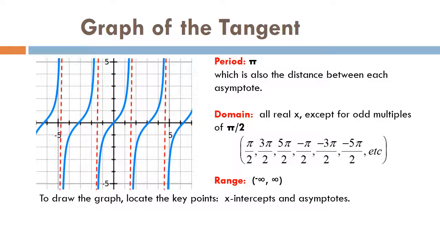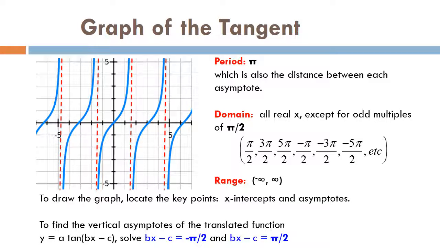To draw the graph, you're going to locate the key points, which are going to be the x-intercepts and the asymptotes. It's also a good idea to locate a point on each side of the middle, which is generally your intercept, and in between the intercept and the asymptote. It helps you draw the graph a lot better.